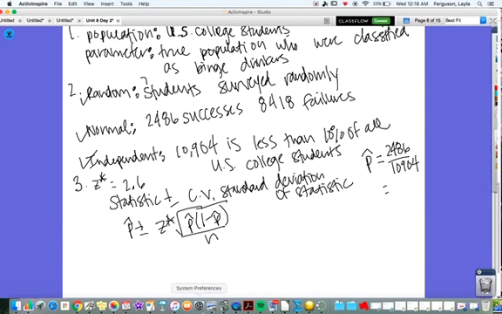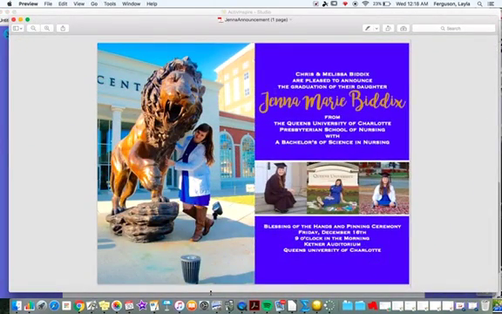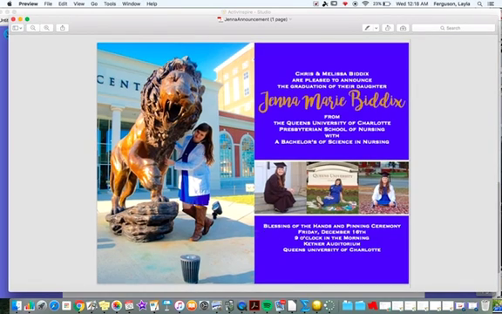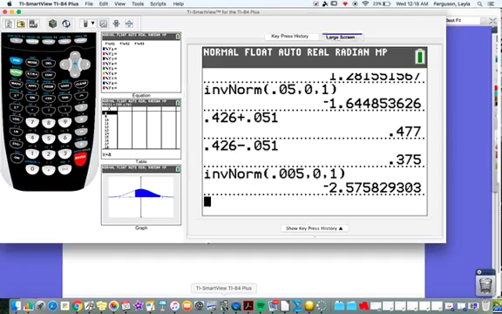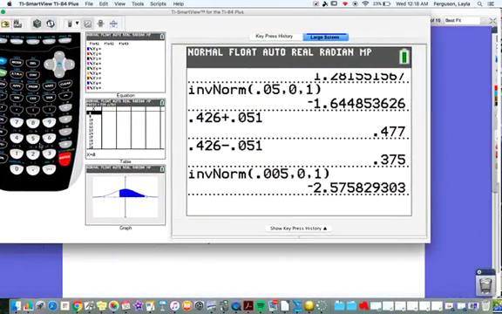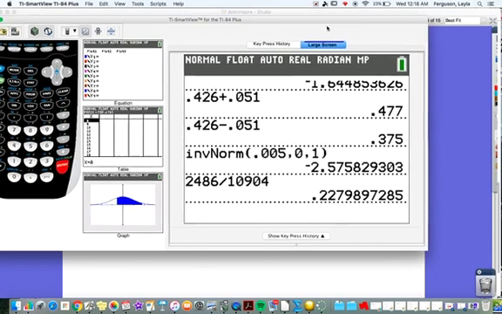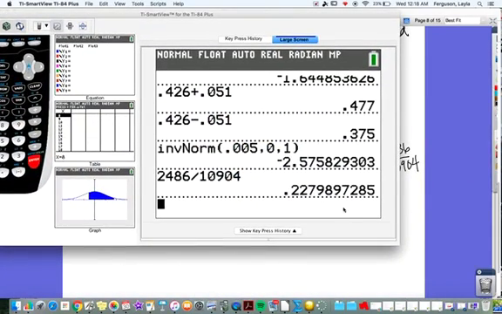When you work that out, you would do 2,486 divided by 10,904. And you would get 0.2279. So let's say 0.228.